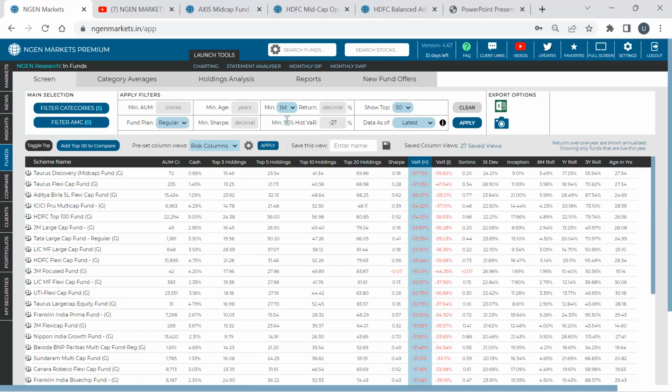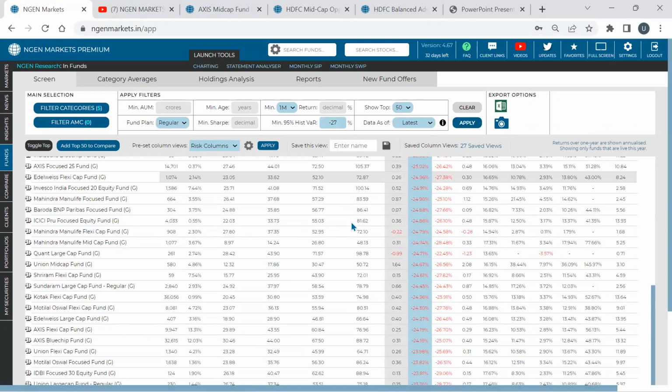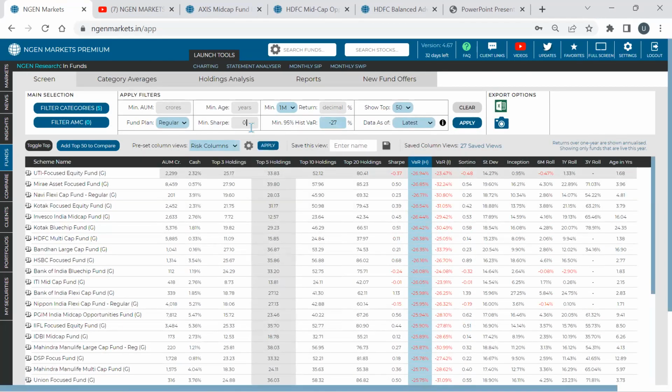This is the 5% probability of having a certain loss, and I would not like to go beyond this negative 27. So I can just apply it. You can now see that these are the funds which have actually been backtested, right? Now you can also put in a Sharpe ratio like 0.50.